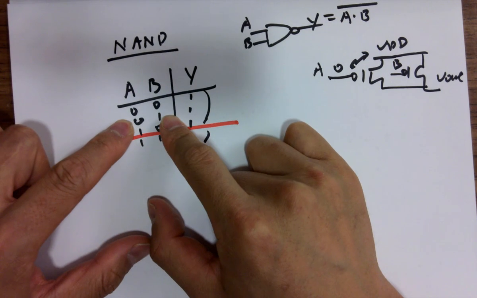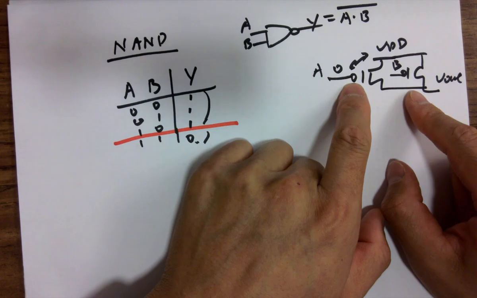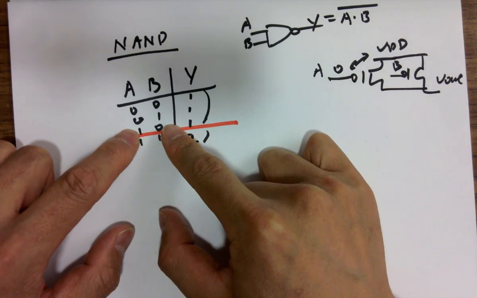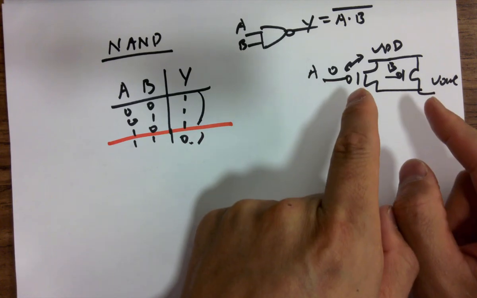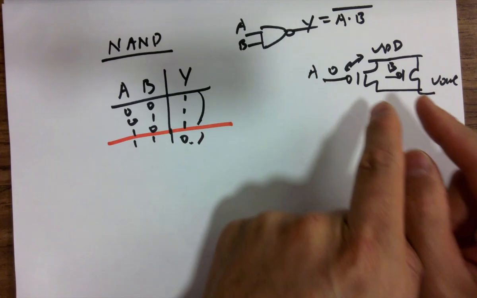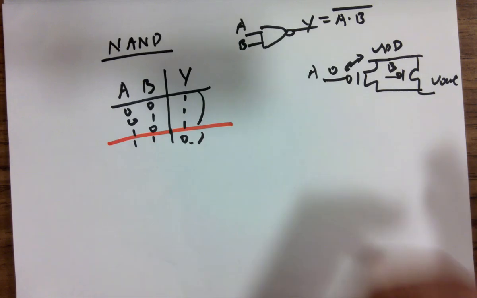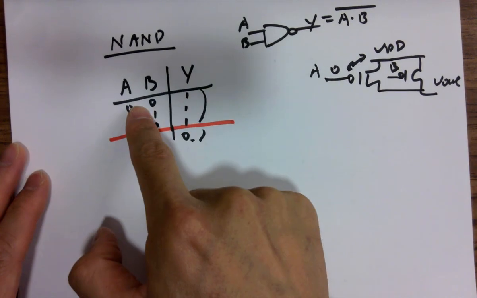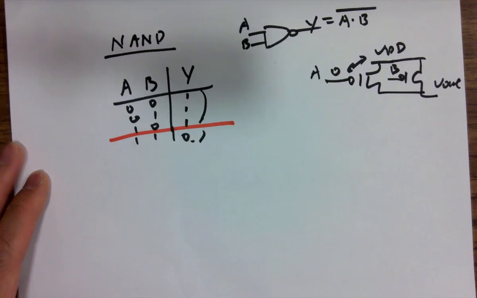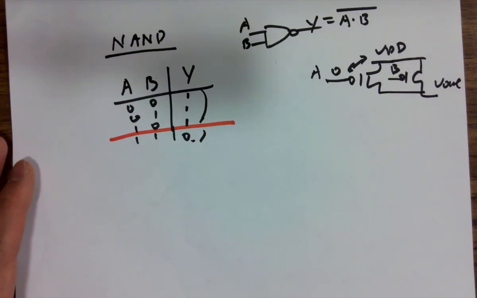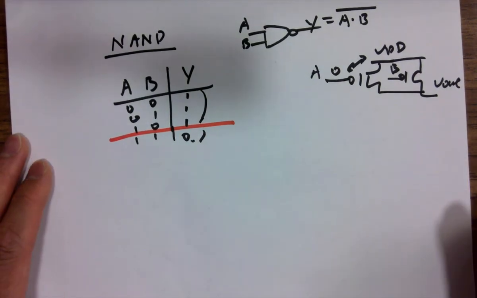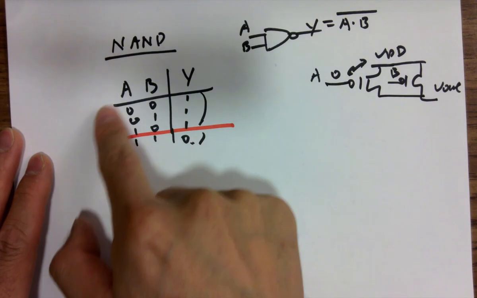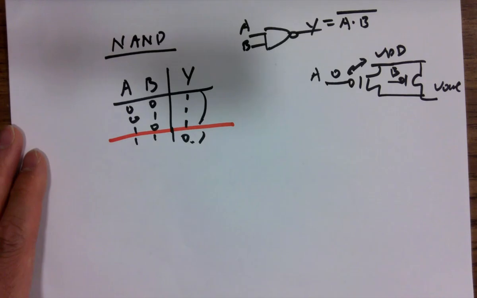So what about the second one? 0 1. Like I told you, you just need one of them to be on. Same for the third case. If at least one of them is on, I will be able to pull V out to VDD. This circuit works perfectly for this logic. It's either both on or one of them is on, and it will be shorted to VDD. Make sense? So this circuit will cover these 3 entries perfectly.